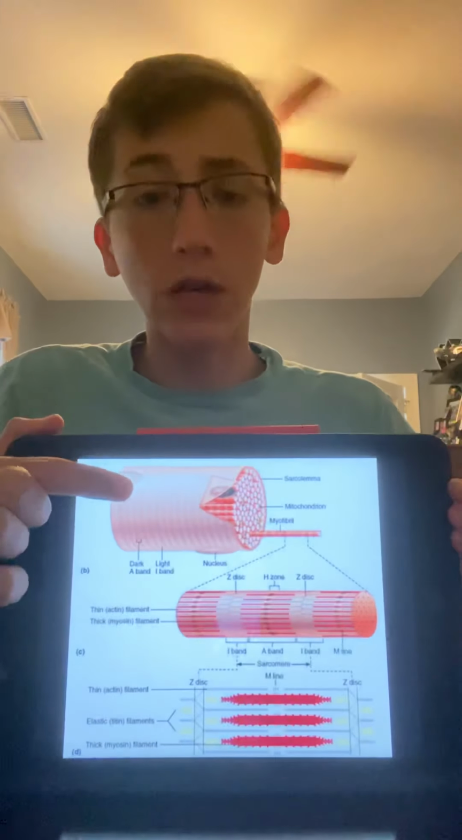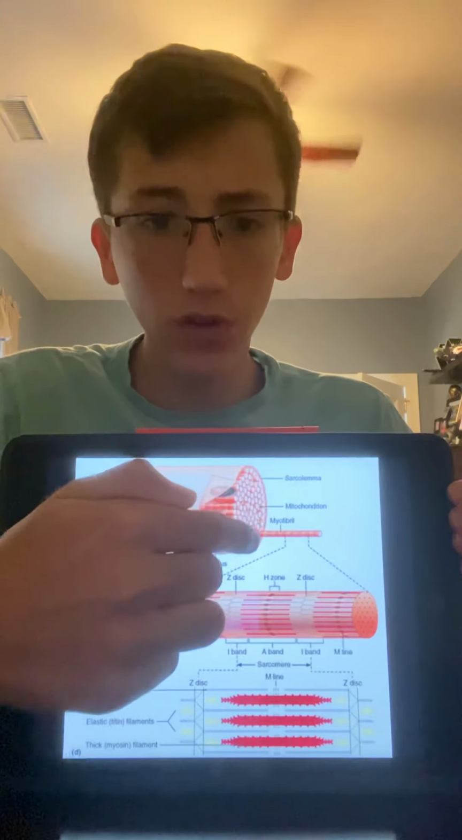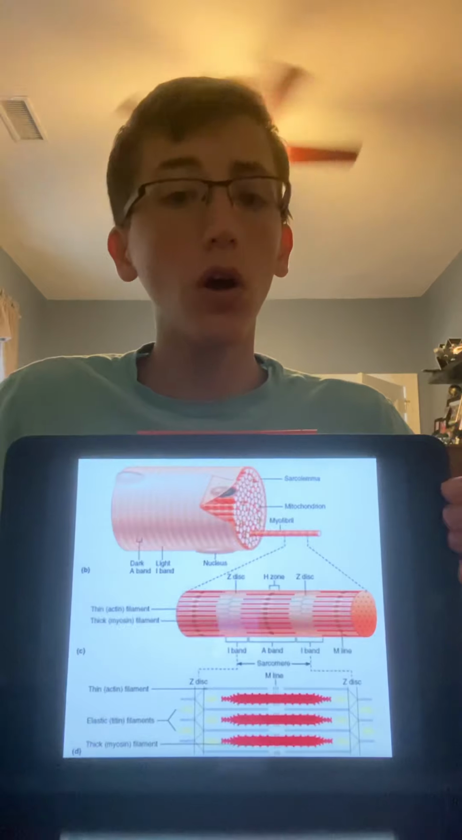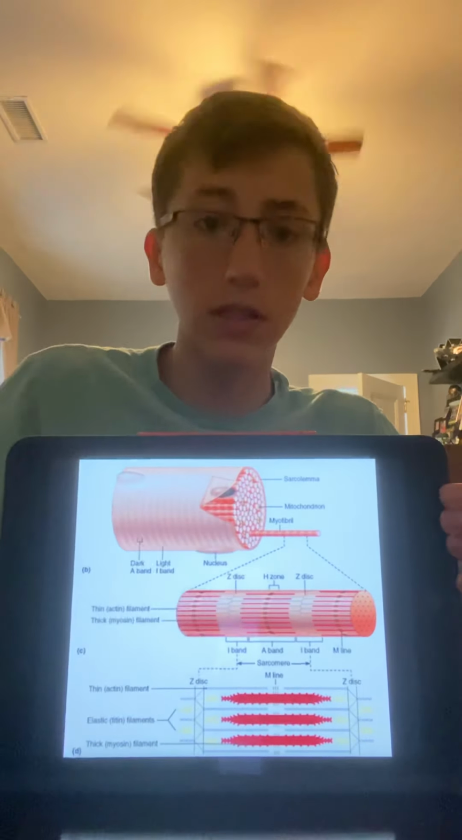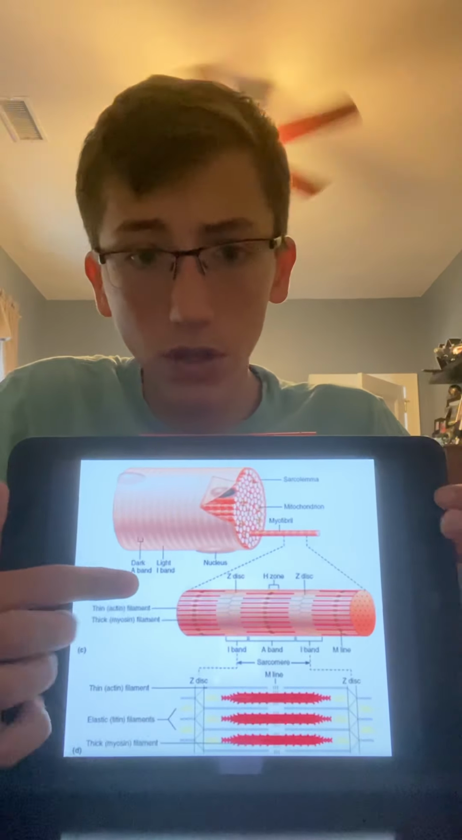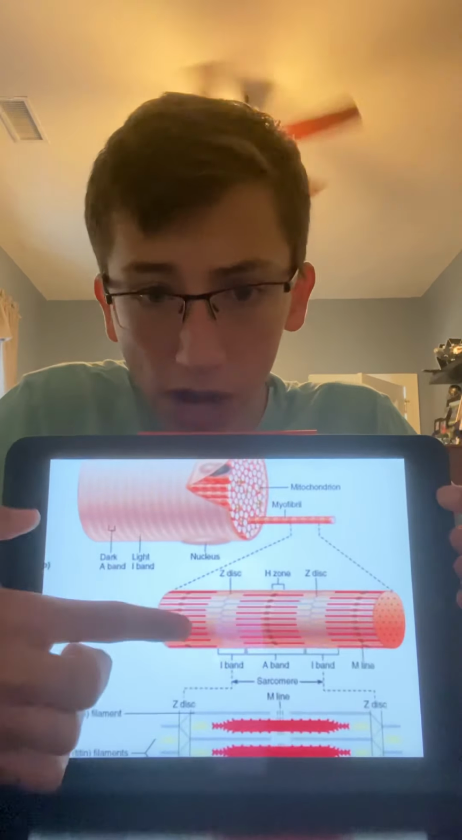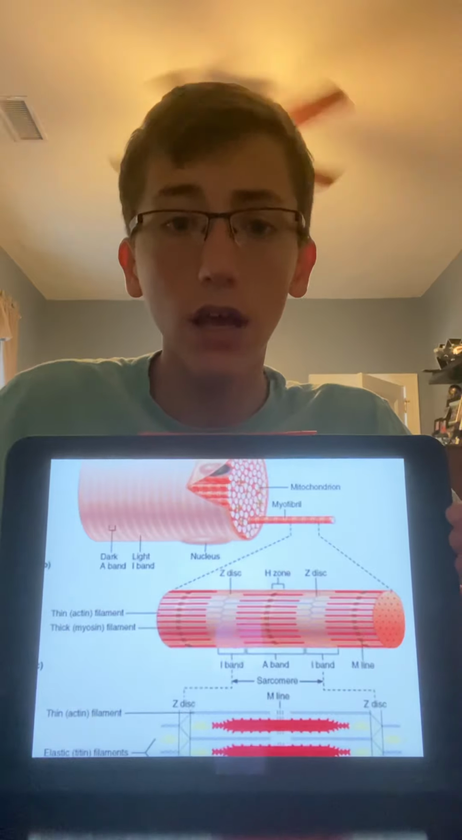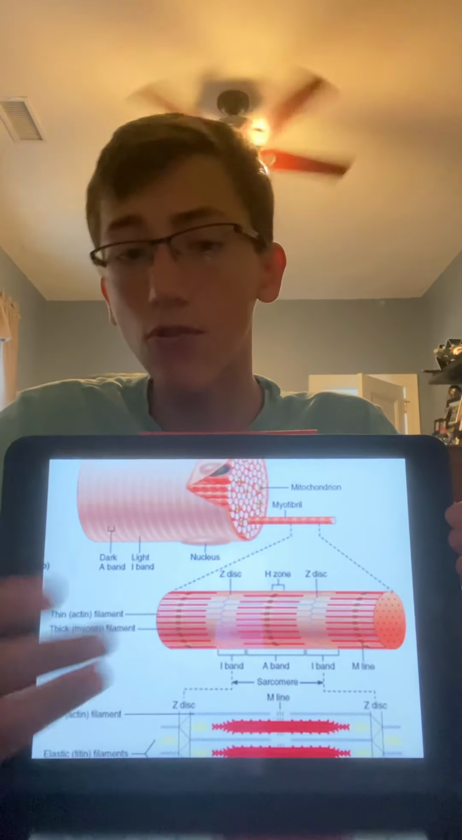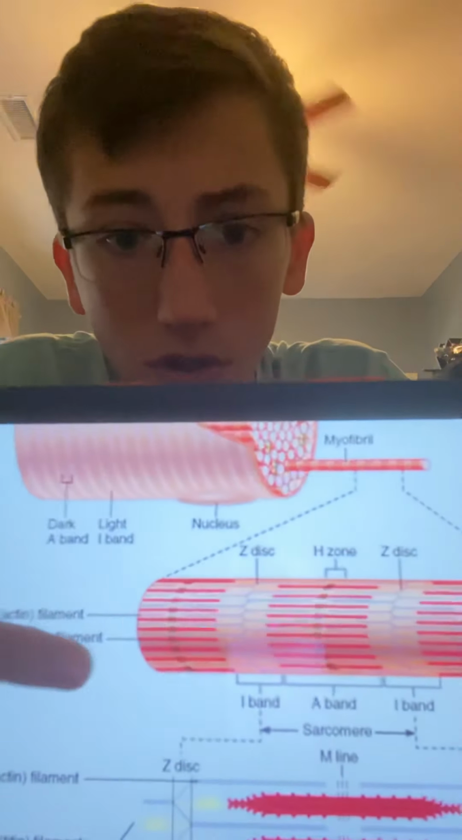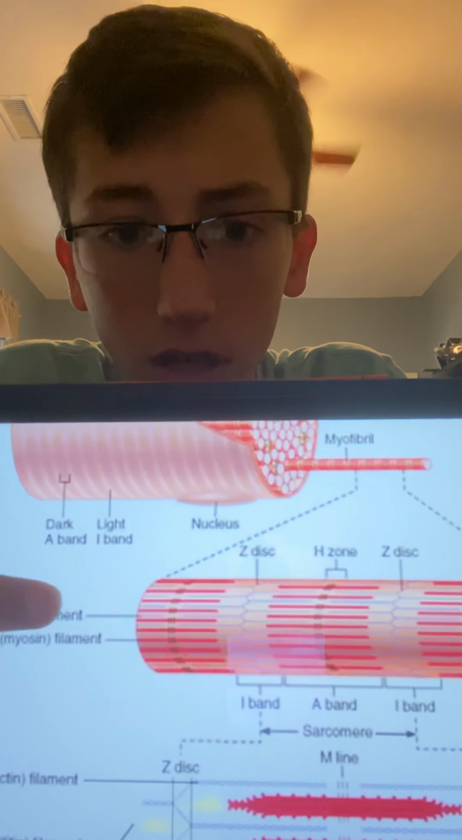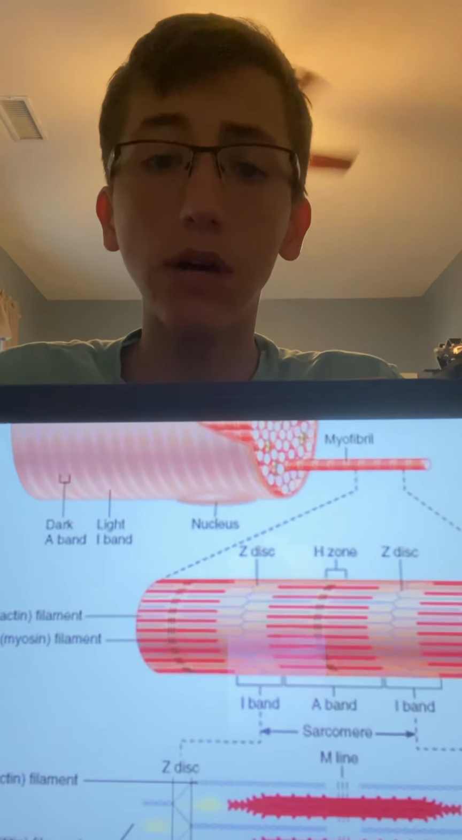Here we have a single muscle fiber, and this right here is called a myofibril, which is what contracts the muscle. As you can see, there's many of them within a single muscle fiber, and this is a close-up of that. Those two brown lines are called Z-discs, and the center is an H zone, and together they make the sarcomere. And as you can see, there's red and brown lines across. The red line is a thick myosin filament, and the brown line is a thin actin filament.